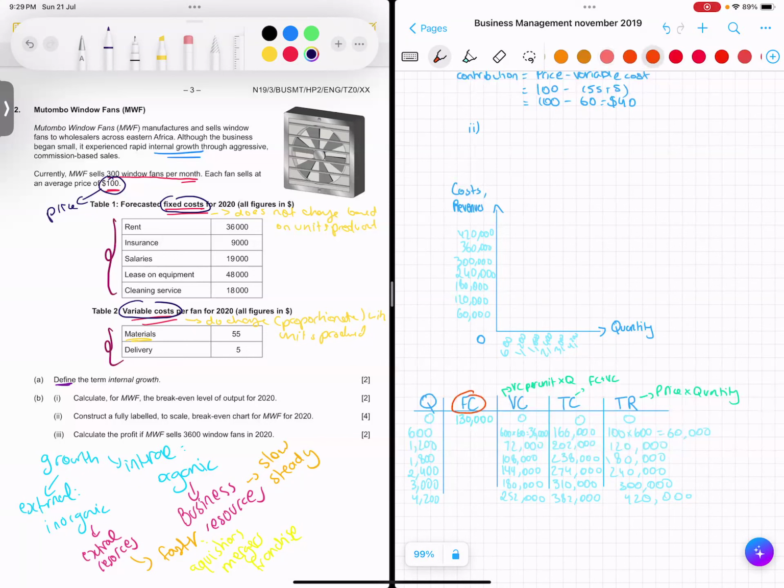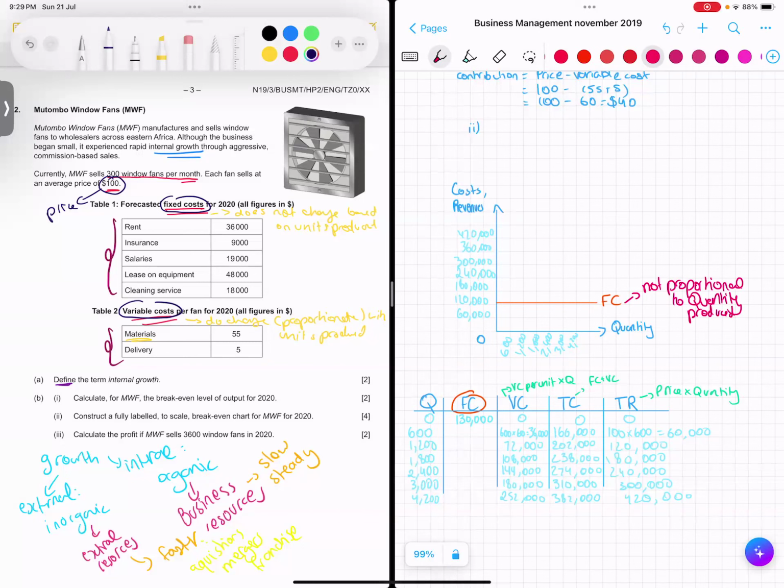Fixed cost, since it's 130,000, so it's just a bit above 120, we do the straight line. Okay, to make it like this, we need to make it neat for the examiner. And then we label it FC, so fixed cost. Fixed costs are always just a straight horizontal line, just because fixed costs are not proportional to quantity produced, okay? So this is why they're always horizontal.